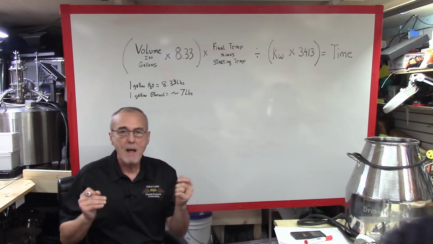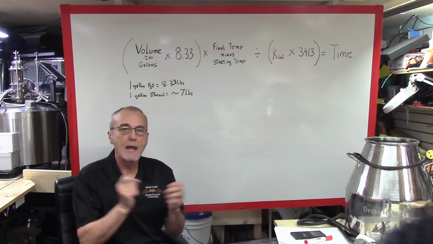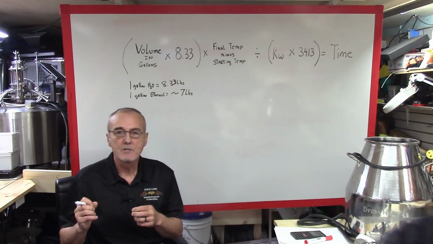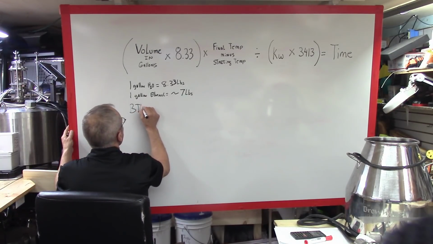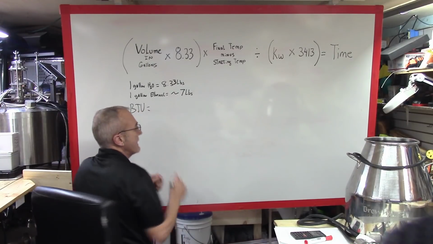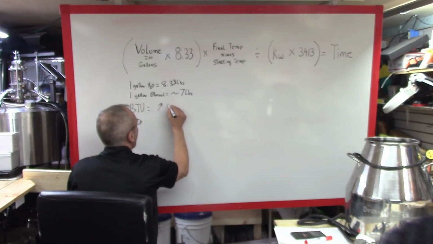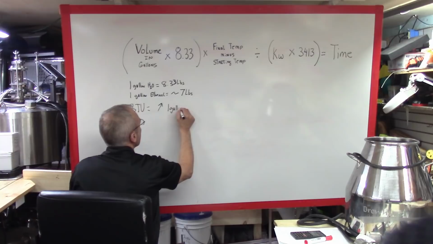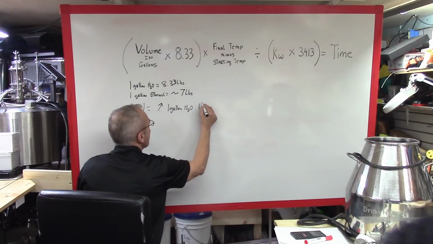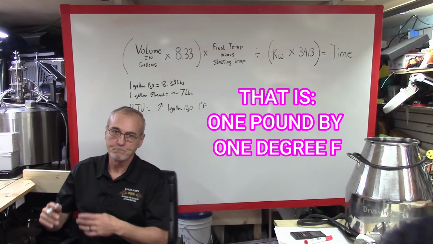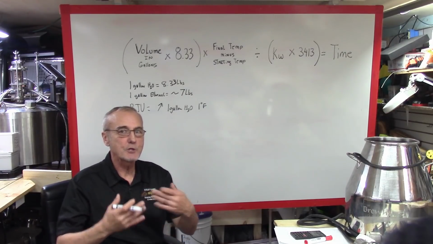Now, the measurement for heat transfer or energy necessary to heat is known as the BTU, the British Thermal Unit. That's the amount of energy required to raise 1 gallon of water by 1 degree Fahrenheit. All right? This should start to come clear to you now. Things are starting to show up.